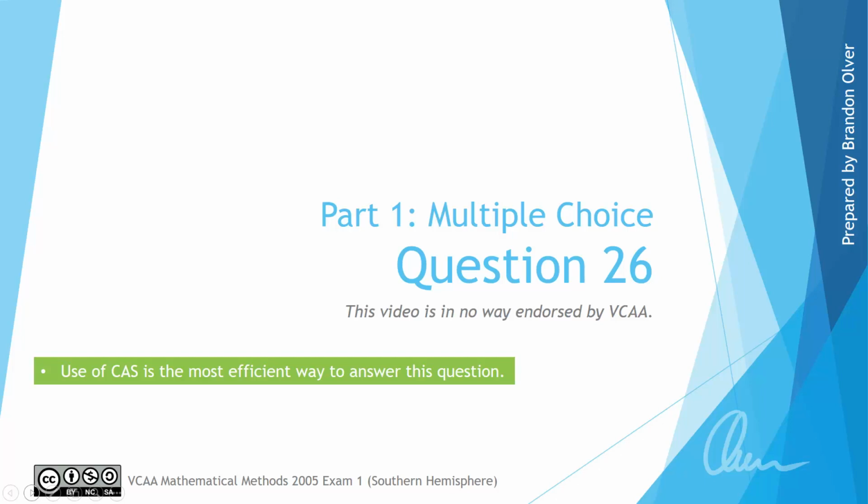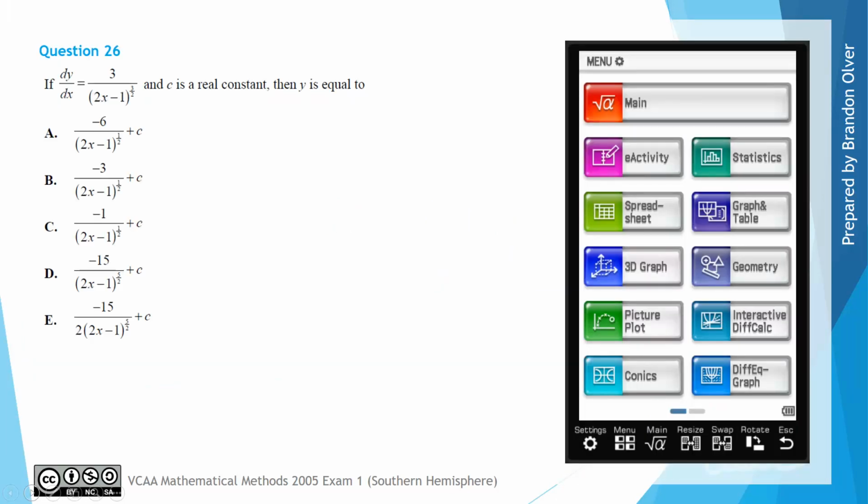So for question 26 we have: if dy/dx, the derivative, is equal to 3 divided by (2x - 1) to the power of 3/2, and c is some real constant, then y is equal to one of the following options. So if dy/dx is equal to this, then we know that y must equal, and we can find it using integration or anti-differentiation. So we're going to integrate the function, which is 3 divided by (2x - 1) to the power of 3/2, and we're going to anti-differentiate that with respect to x.